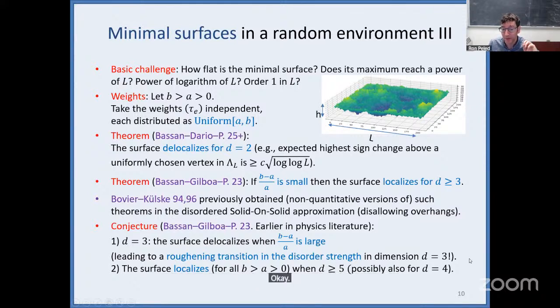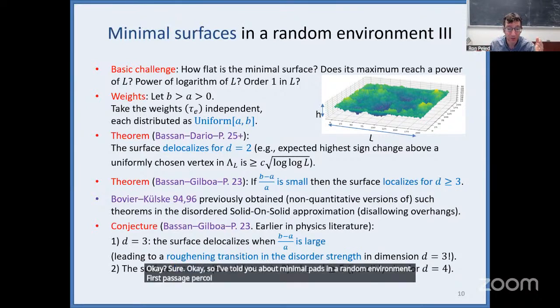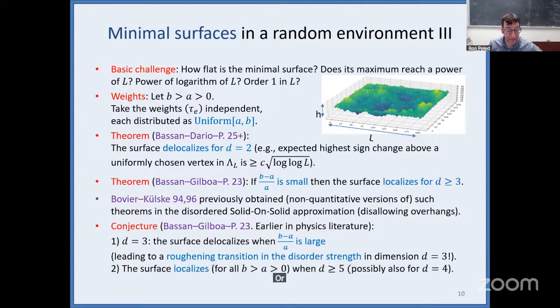So, okay, these are the more detailed predictions that one has. Okay, so I've told you about minimal paths in a random environment, first passage percolation, and I've also told you about a model for minimal surfaces in a random environment, either minimal cut or random bond Ising model, domain walls, as you prefer. But in all of these cases, the results are very far from the predictions.